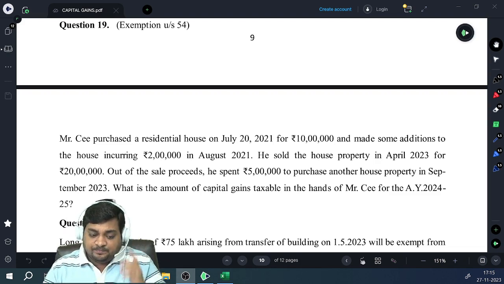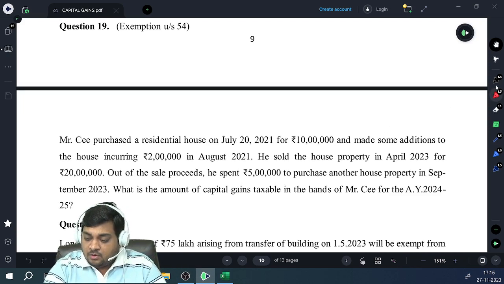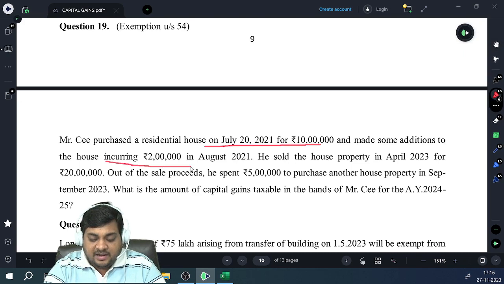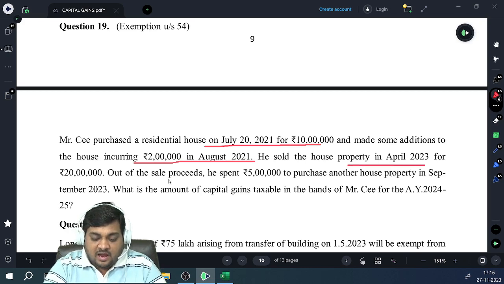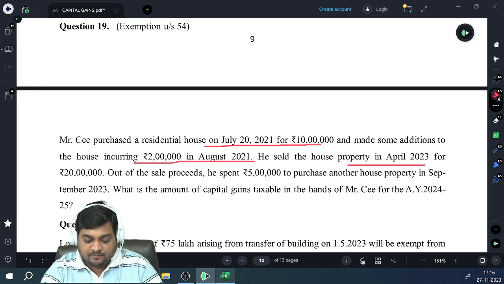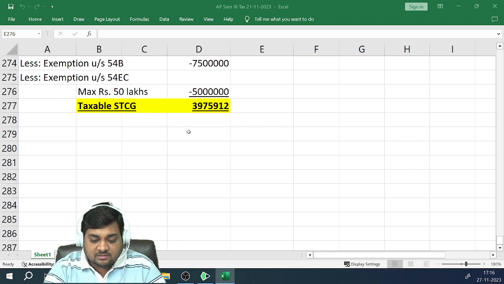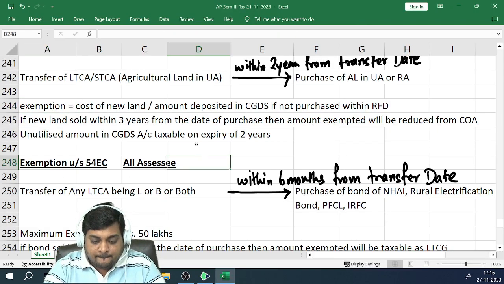So question number 19. Purchase a residential house on July 21, did some addition, this is cost of improvement, sold in April 23, and whatever value he has got, he has spent 5 lakh to purchase another residential house. Now let me just give you one brief.